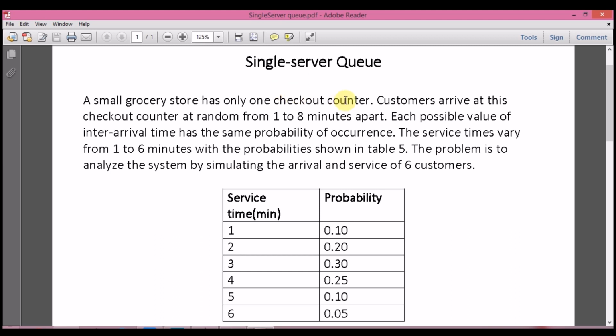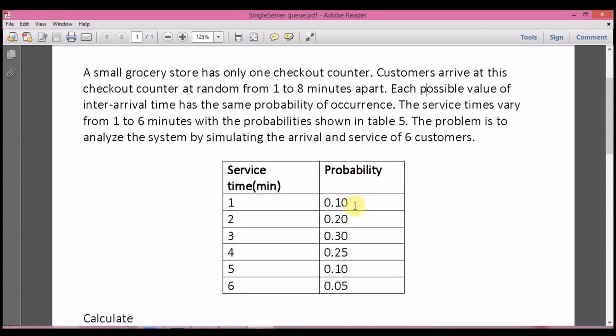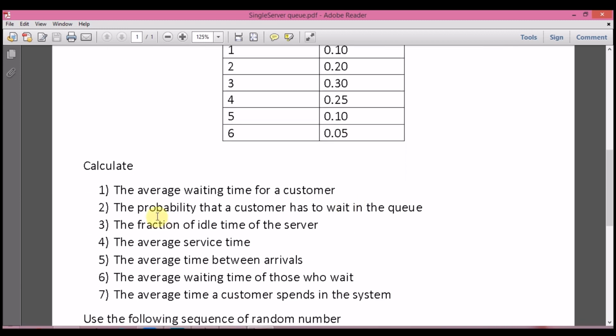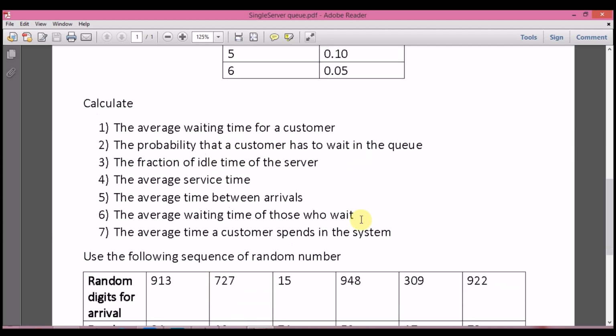So we know that it is a single server queue problem. They've given us the arrival time, that is 1 to 8 minutes, and then they've given us the service time table. And what we have to calculate is these 7 things. So it includes waiting time for a customer, the idle time, service time. So let's look into how do we actually proceed.